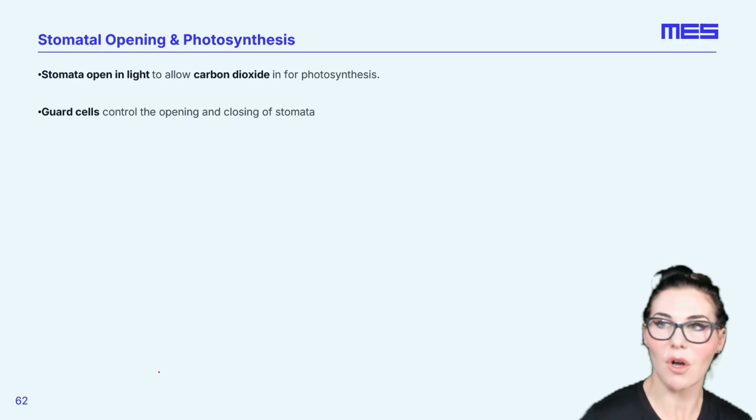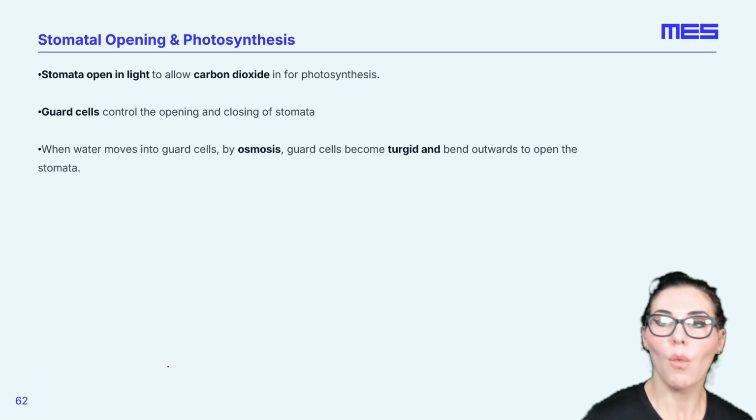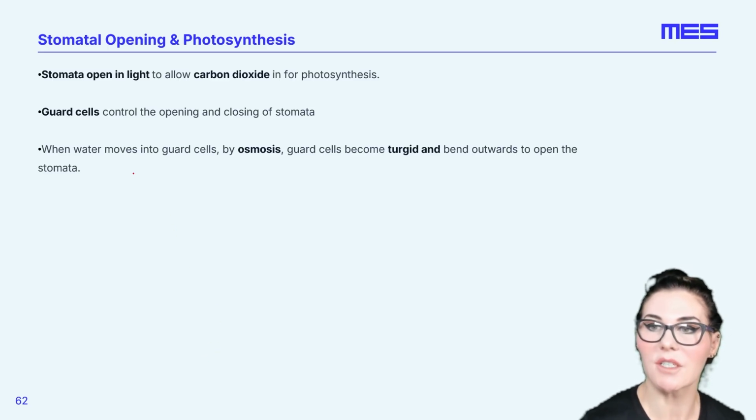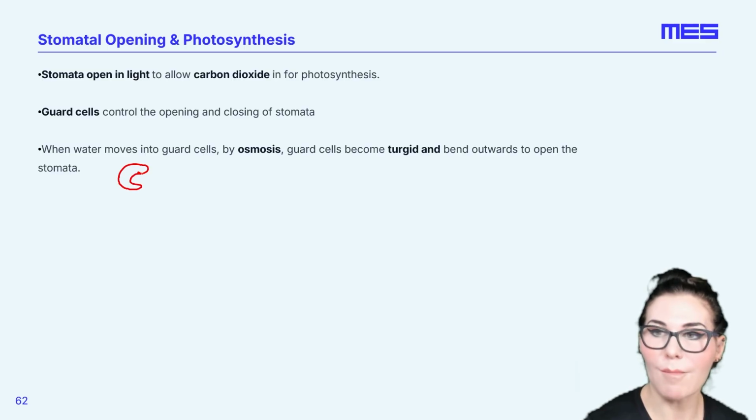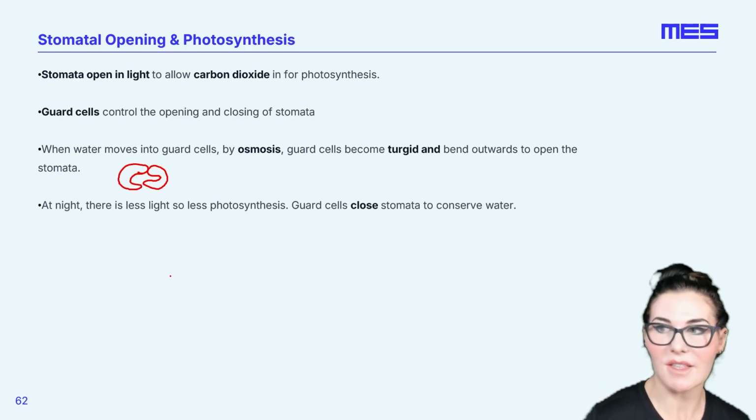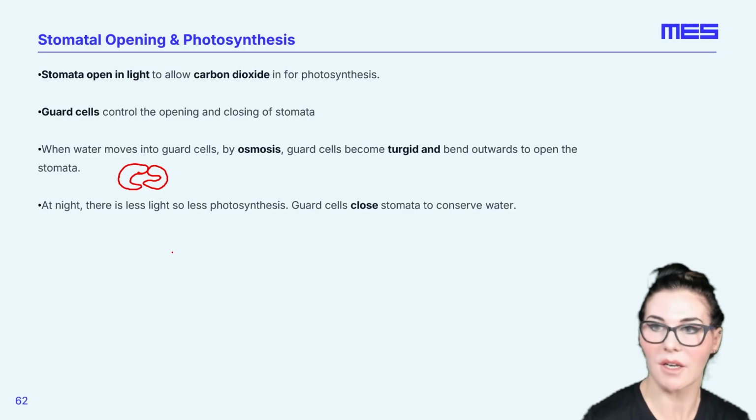Stomata open in the light for carbon dioxide to enter the leaf for photosynthesis, and it's the guard cells controlling the opening and the closing of the stomata. When the water moves into the guard cells, that would be by osmosis, because it's water crossing a membrane to enter a cell. Remember, the cells become very turgid. We talked about this a minute ago. They bend outwardly, and that's what creates the stomata in the middle. And at night, when there's less photosynthesis, the guard cells will close the stomata to conserve water, and that's because they are more flaccid and they become a little bit less plump and they don't bend as much.